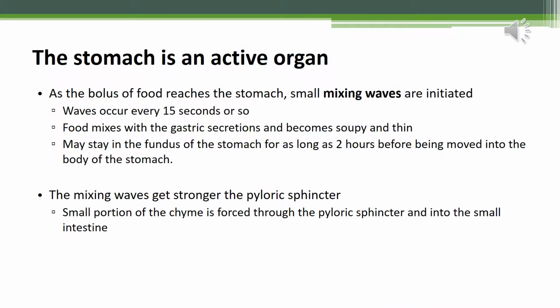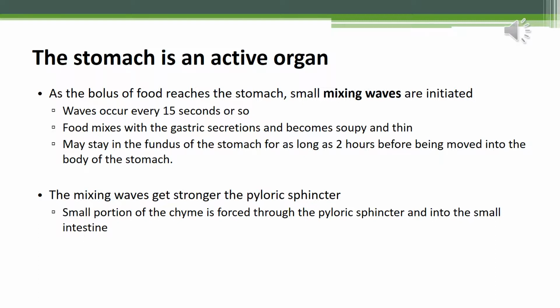The stomach is a very active organ because it's involved in both mechanical and chemical digestion. When the bolus of food approaches the stomach, it initiates small mixing waves or peristaltic waves, and these waves occur every 15 seconds or so. We have these waves to ensure that food mixes with the gastric secretions such that this mixture becomes very soupy and thin. The food may stay in the fundus of the stomach for as long as 2 hours before being moved into the body of the stomach.